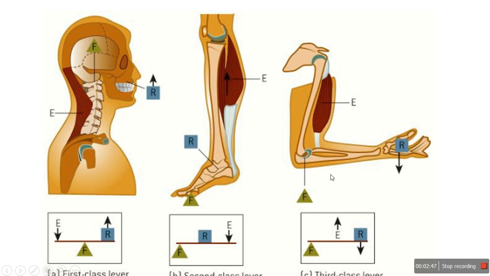And this third class lever here, this is the bending of the elbow. You have the fulcrum in the joint right here in the elbow. The effort force is supplied by the bicep, which is this muscle that's on top over here, and we have the resultant force here in this direction here.